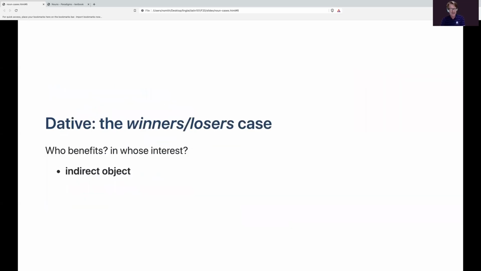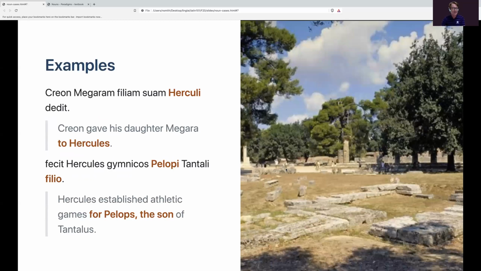In contrast to the accusative, which gives you the direct goal, the direct target, the dative I think of as the winners and losers case. Who benefits in this sentence, or in whose interest is this action taking place? One common form of that is the grammatical construction called the indirect object. If we look at a couple more sentences involving Hercules, we can see how that works in a Latin sentence. In the first sentence, Creon is the subject.